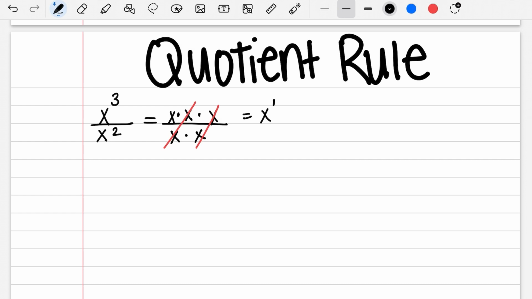So this shows us a brand new rule. Our quotient rule is if I have x to the power of a all over x to the power of b, then I can just subtract it, a minus b. So if you think about what we learned with the product rule, that when you're multiplying, you're adding, it makes sense that when we're dividing, we're subtracting. Let's take a look at some examples.